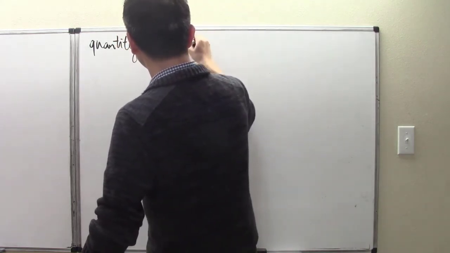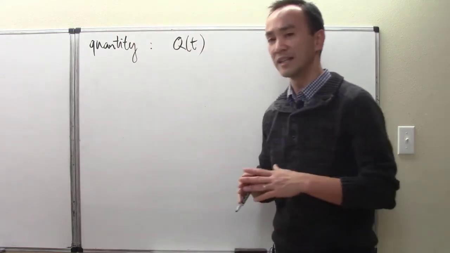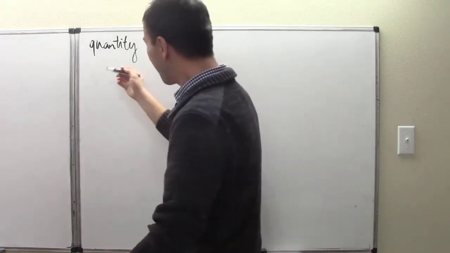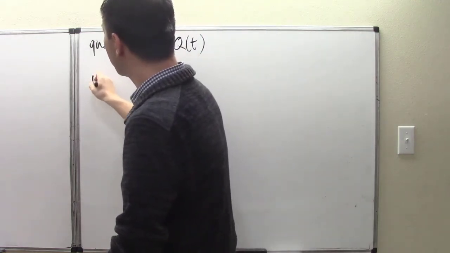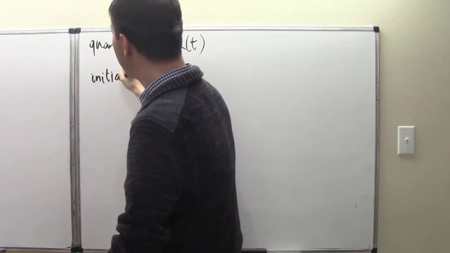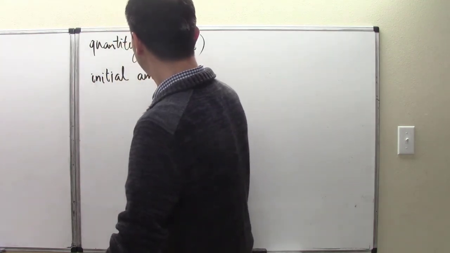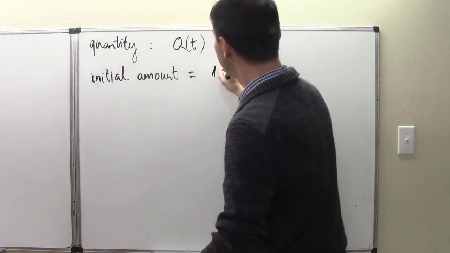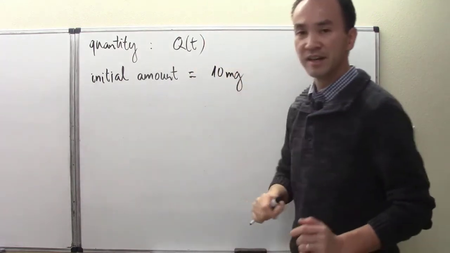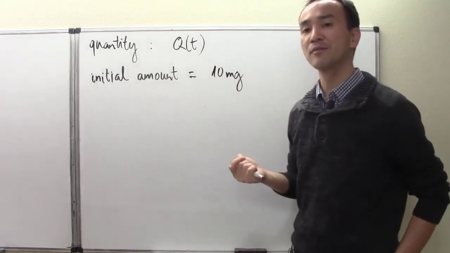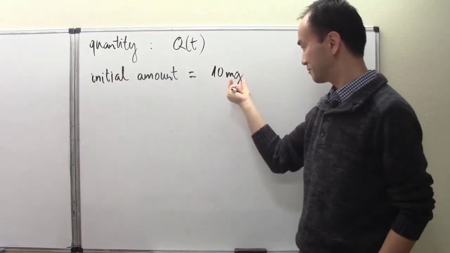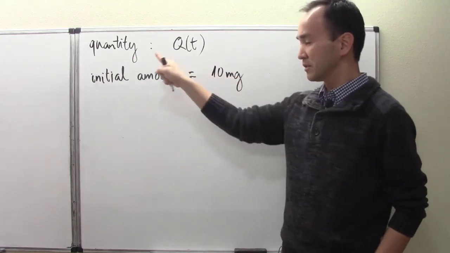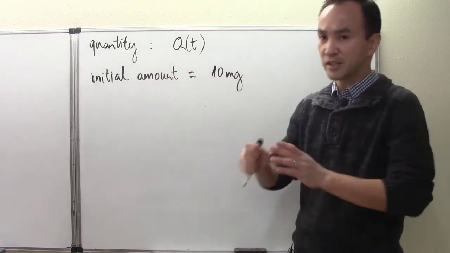let's call that some Q of t. We have a quantity and it's the amount of bismuth right there. From the wording, we already see that the initial amount is given to be 10 milligrams, and milligrams is a very common unit for chemists to work with. That's in the small scale amount like that. So 10 milligrams. So this is the initial amount, because we're starting out with that.